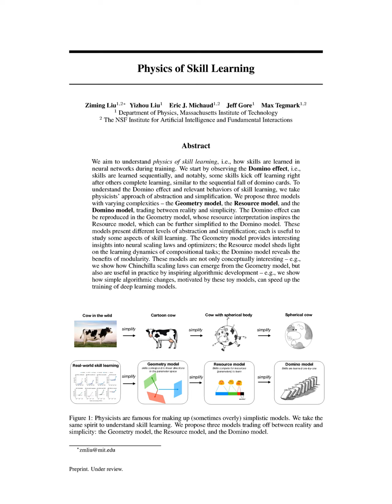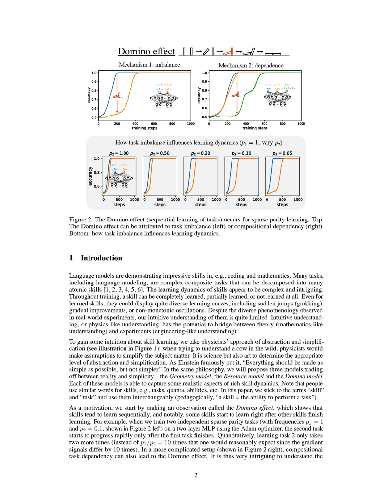This effect is particularly evident in the training of two independent sparse parity tasks, where the second task, with a lower frequency, only begins to learn rapidly after the first task has finished learning. For instance, when training these tasks using the SignGD optimizer, we found that the second skill's learning was significantly delayed until the first skill's learning was complete, demonstrating a clear dependency in their learning dynamics.